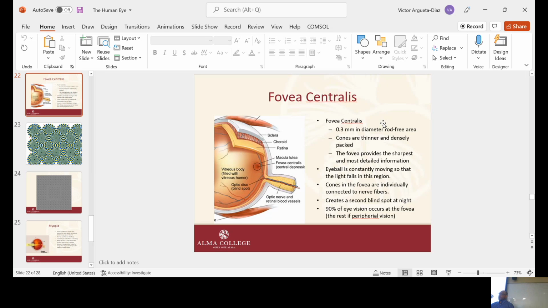Most of the things that we perceive in color are on the macula lutea, so most of the cones are there. Cones are not sensitive to low light intensity. So when it's dark, we have a second blind spot over here because we have very few rods, which are the ones that are activated in night vision.